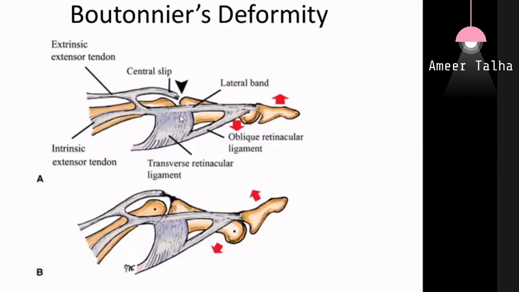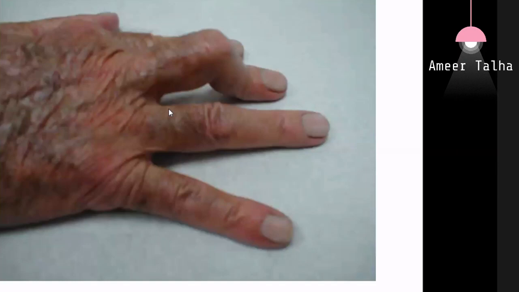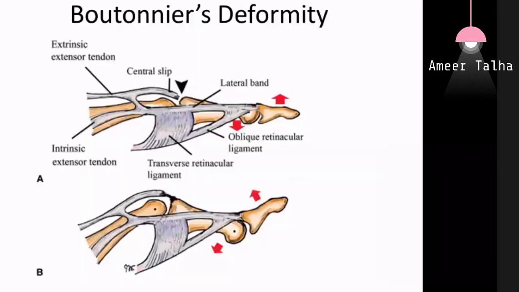Now the Boutonniere deformity is when the central slip of the extensor tendon breaks at the proximal interphalangeal joint. So what will happen? There would be flexion at the proximal interphalangeal joint, the middle joint, and extension at the distal interphalangeal joint. So this deformity would be showing the Boutonniere deformity, that is the breakage of the central slip of the extensor tendon at the proximal interphalangeal joint.